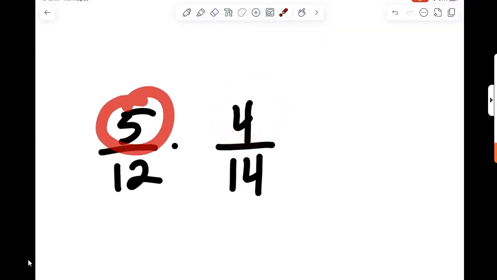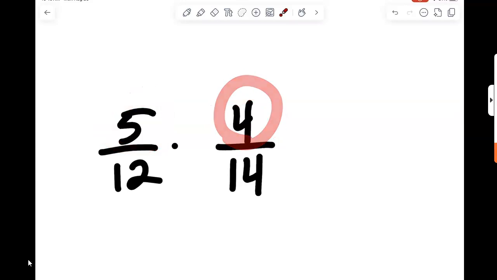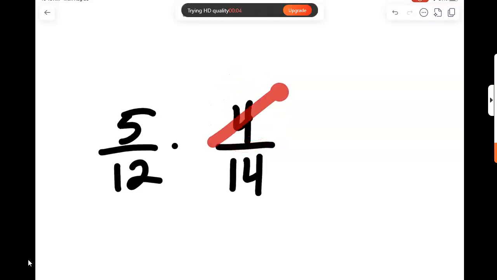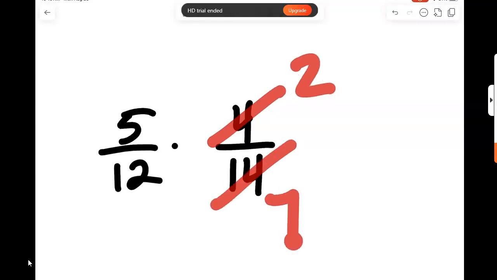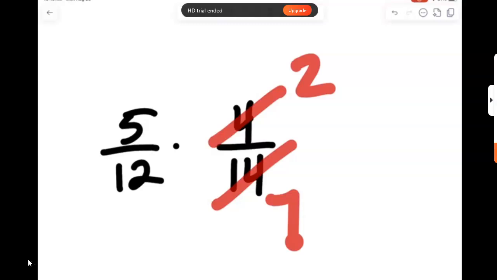So in the top we have 5 and we have a 4. Okay, so we look to see will anything cancel with a 5 or 4 with something in the bottom. And we notice that there's actually two options here. With the 4, it being an even number, I can divide a 2 out of the 4, and I can also divide a 2 out of the 14. Now I'll be left with a 5 and a 2 on the top and a 12 and a 7 on the bottom.